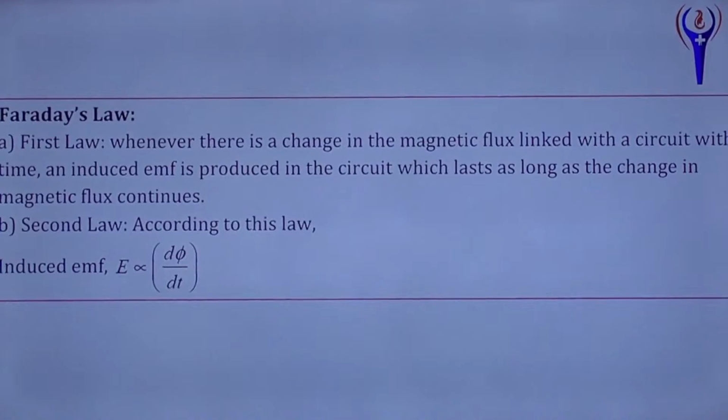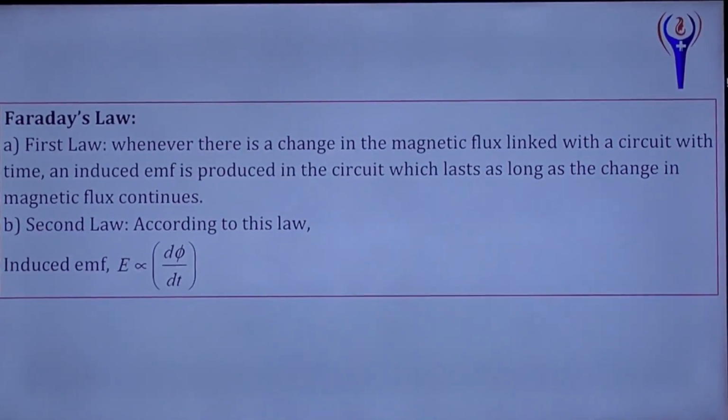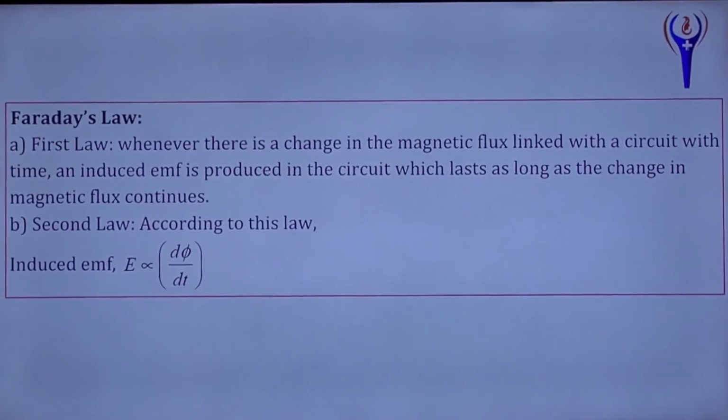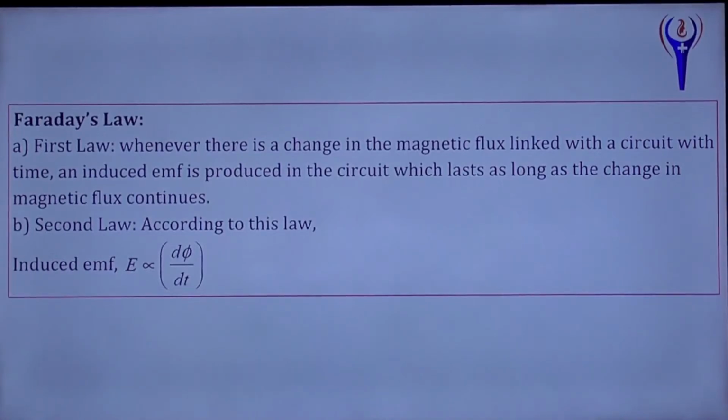That is, whenever there is a change in magnetic flux linked with the circuit, an EMF is produced in the circuit, which lasts, meaning exists, as long as the change in magnetic flux continues. This is Faraday's first law.